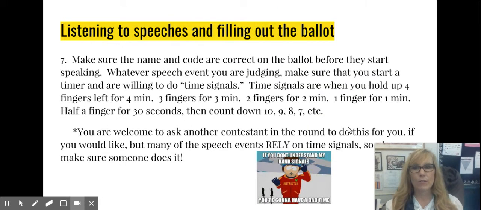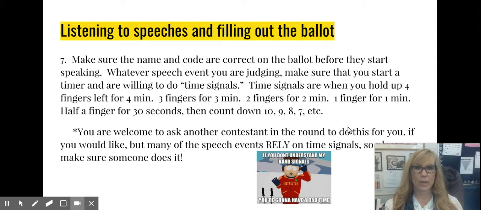All right, so now you get to listen to these speeches, and you can fill out the ballot as you go. Make sure the name and code are correct on the ballot before they start speaking. So when I call someone up, I say, "Now you are this person and this is your code. Is that correct?" Cool. All right.